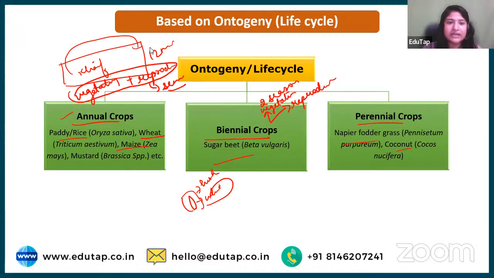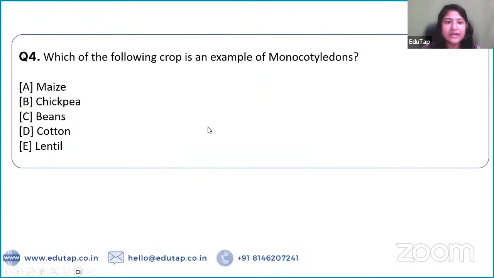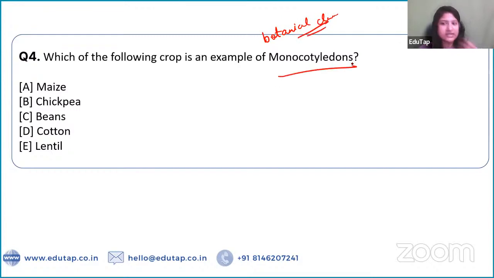So now we have done the classification of the crops based on the ontology or the life cycle. ठीक है, I hope that is clear. Now let's come to the next categorization. So this categorization of the field crops, it is based on what? It is based on your botanical classification. ठीक है. तो उसमें होते हैं 2 क्लासिफिकेशन, कॉटिलेडेंस, मोनोकॉटिलेडेंस, डाइकॉटिलेडेंस.